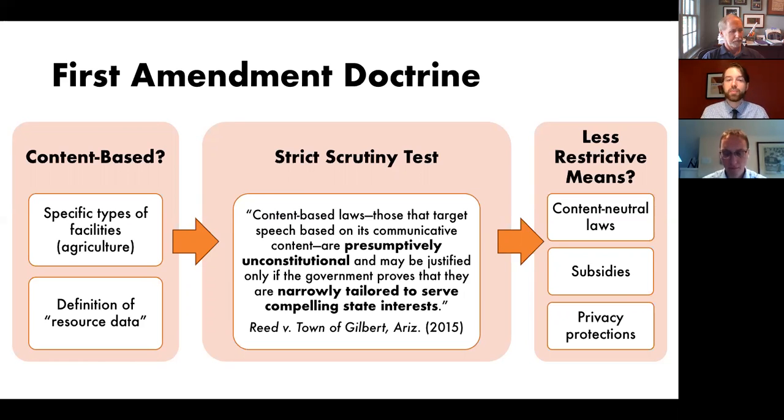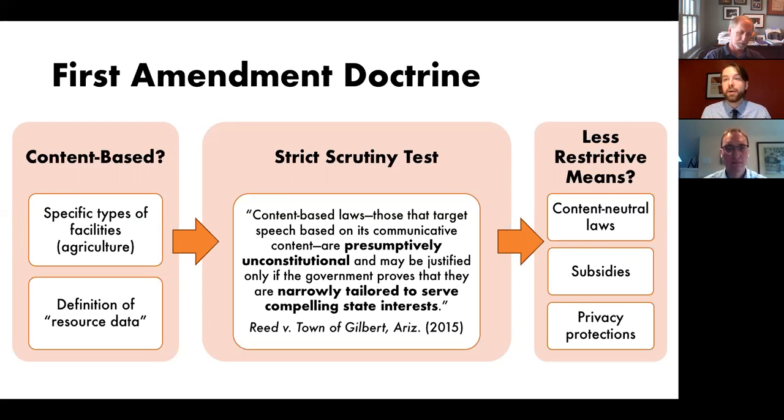And the state would have to prove two things, that the restriction is narrowly tailored and that it serves compelling state interests. For the compelling state interest, they're going to point to promoting agriculture, protecting private property rights, or protecting privacy. Whether or not those are compelling is going to be an argument that you're going to need to make in a court case for each one of these laws if you're challenging it.